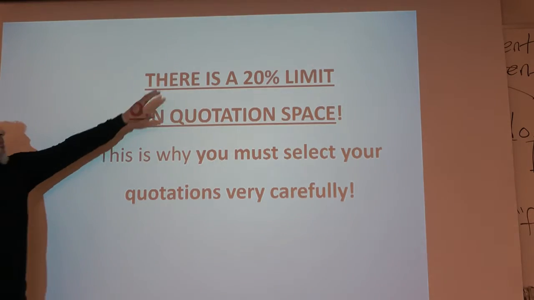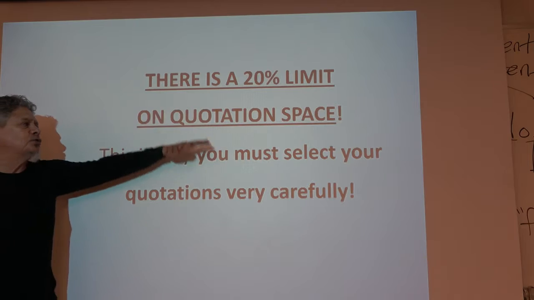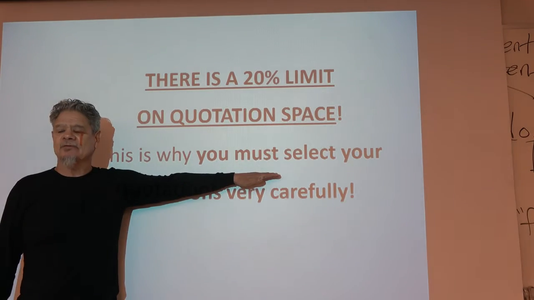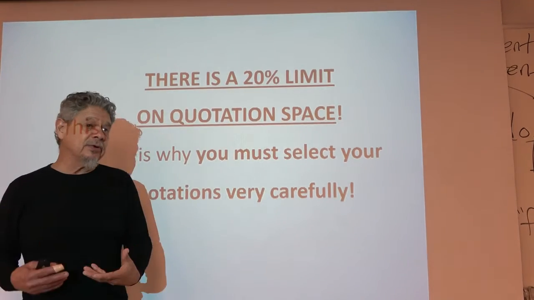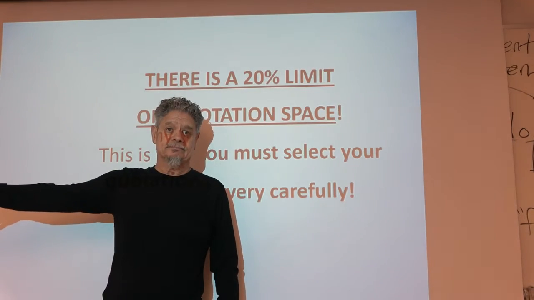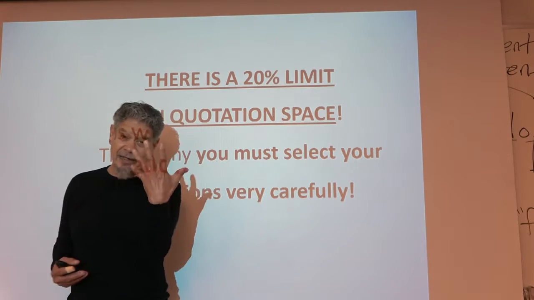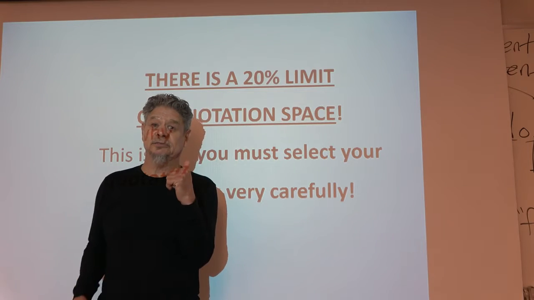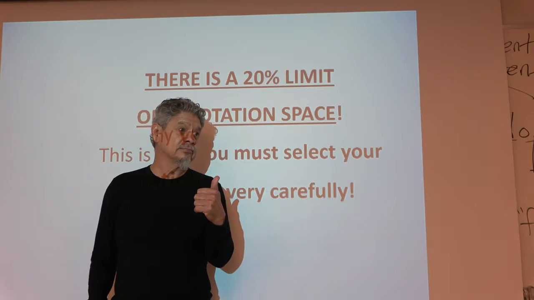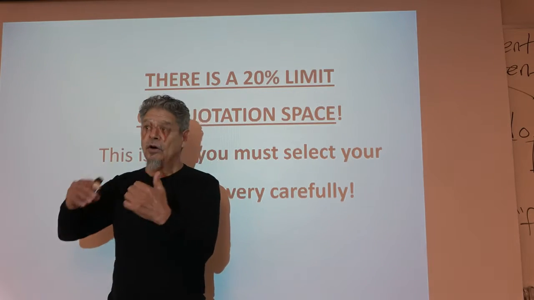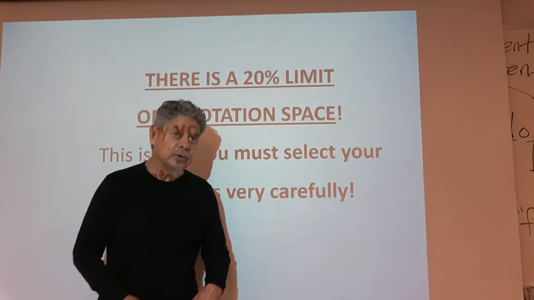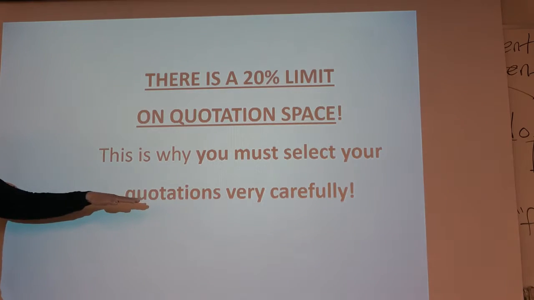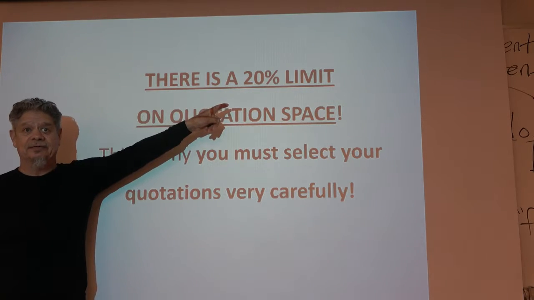So, because of this 20% limit, you must select your quotations very carefully. Very carefully. This summary you're going to write outside of class. So remember, if you have 5 pages in your summary, all your quotations cannot be longer than 1 page. I will count the lines. And if you go over the 20%, I will make a note and I will lower your score. Select your quotations very carefully. Do not go over the 20% limit.